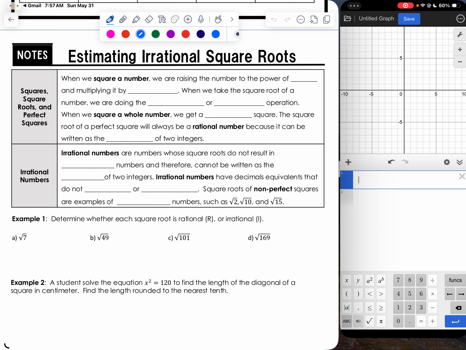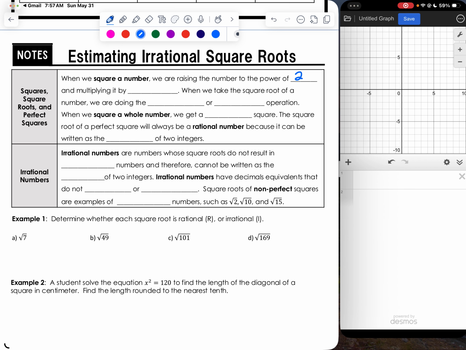When we square a number, we are raising it to the power of 2 and multiplying it by itself. When we take the square root of a number, we are doing the opposite or inverse operation. When we square a whole number, we will get a perfect square. For example, if I square the whole number 5, 5 squared is 25. So 25 is called a perfect square.